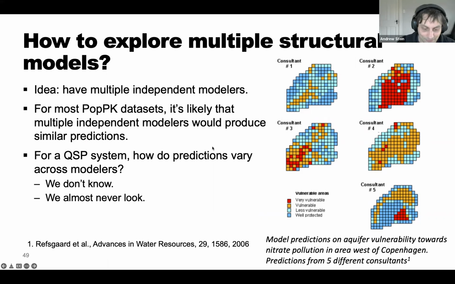If you're just developing a PK model based on some PK data, my guess is that if you gave 3 modelers the same data, they would come up with something fairly similar. But for more complex mechanistic models, I really don't know. It's really resource intensive to develop these models, so we almost never look at how much the predictions vary by model or by what data is included. But if we wanted to really invest in understanding this kind of uncertainty, this is one approach you could take.